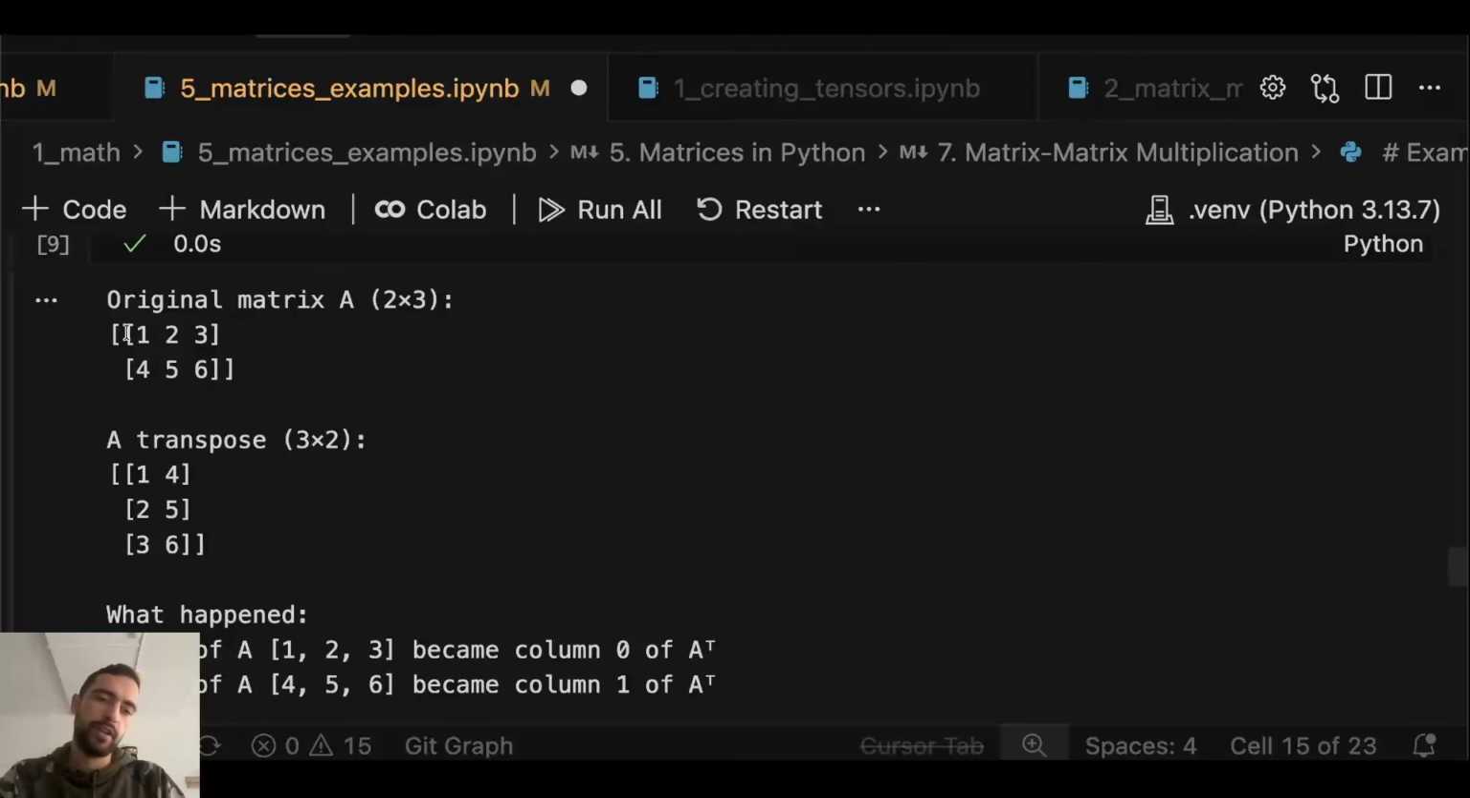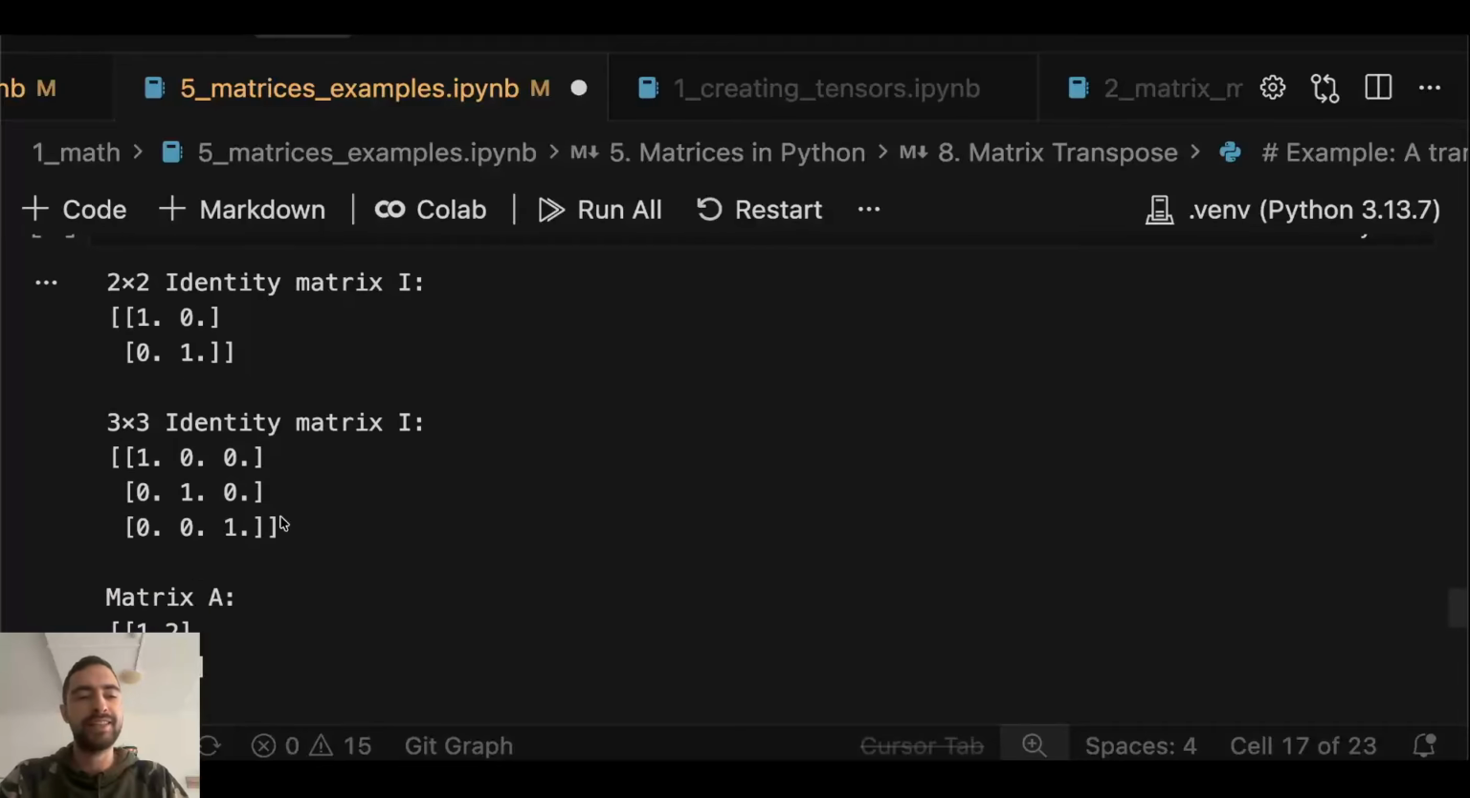This is transposing a matrix. So we have 1, 2, 3, 4, 5, 6. We transpose that, it becomes, so we swap rows and columns. So it's now, this column now became the row. So 1, 4 now became the row. 2, 5 now became the row. And the shape is swapped now.